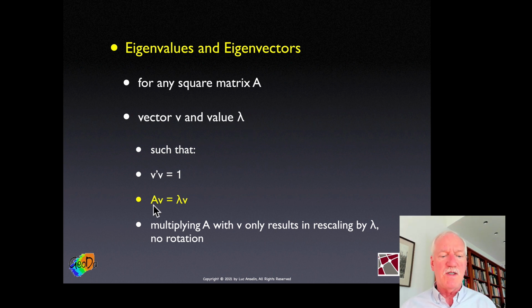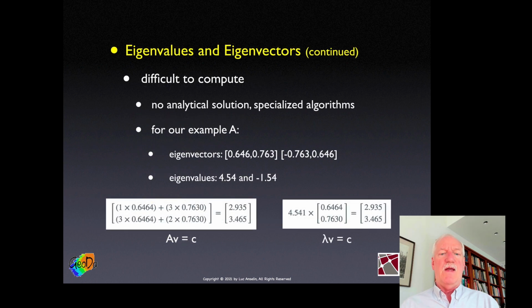So formally, this is expressed as such: the matrix times the vector equals the eigenvalue times the vector. And just to illustrate this, as I mentioned, there are specialized algorithms to find these eigenvectors and eigenvalues, and I've computed them here for our example. These are the 2 eigenvectors, and these are the matching eigenvalues.